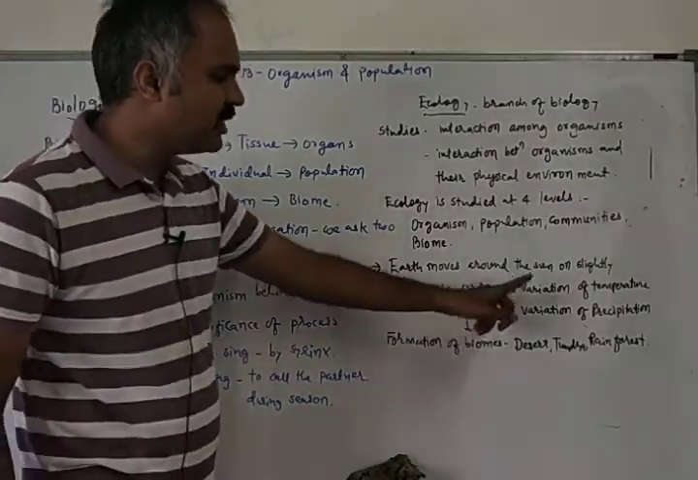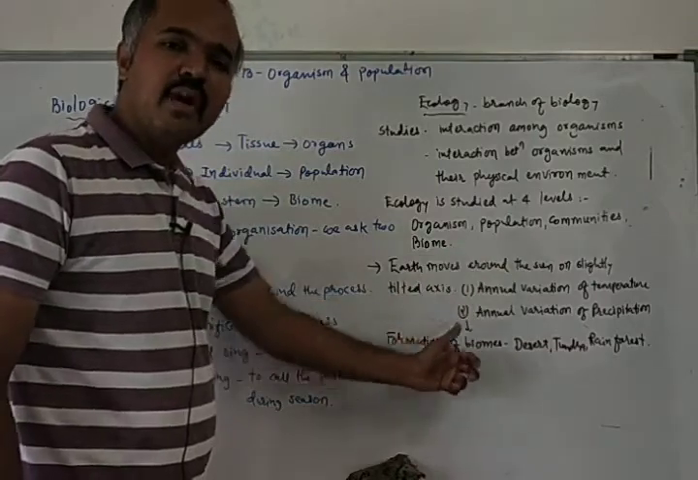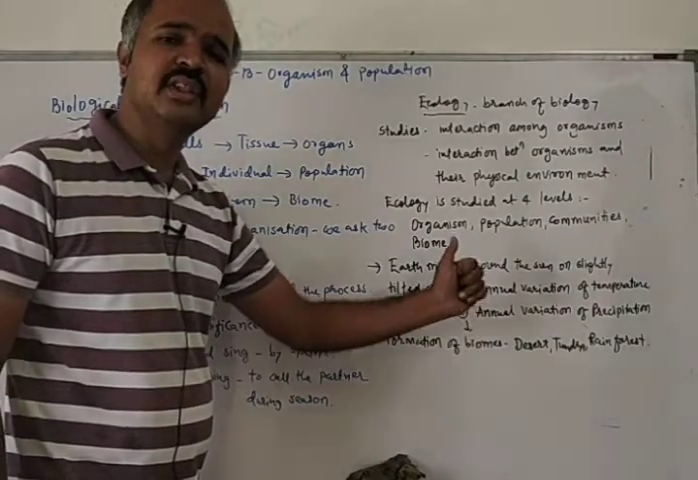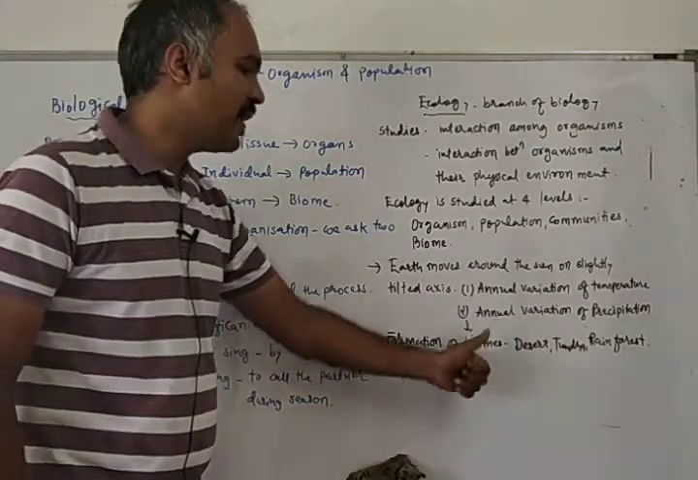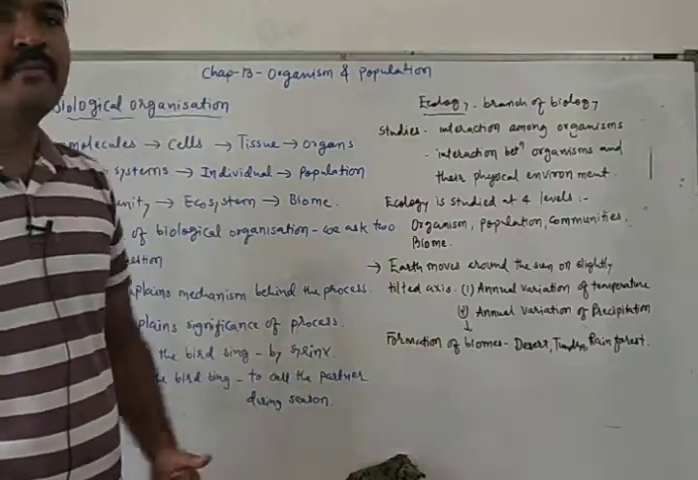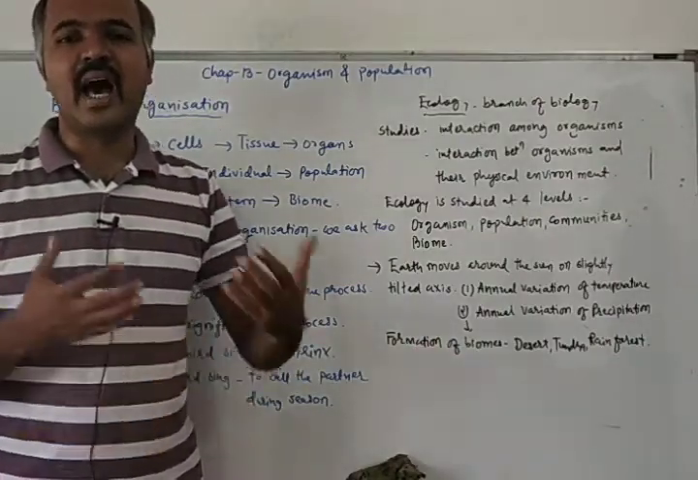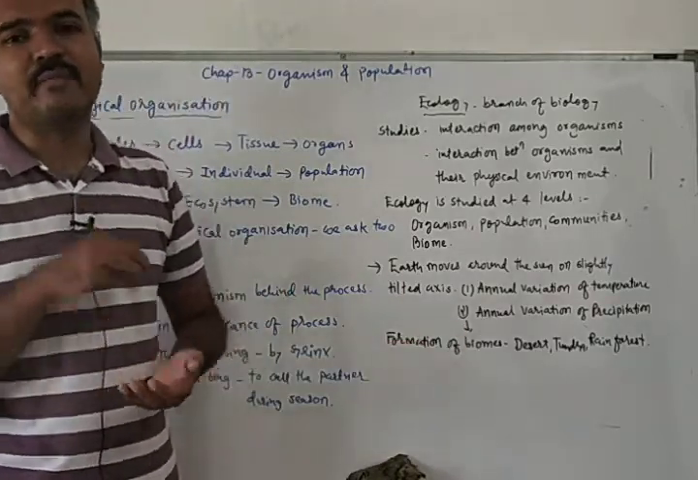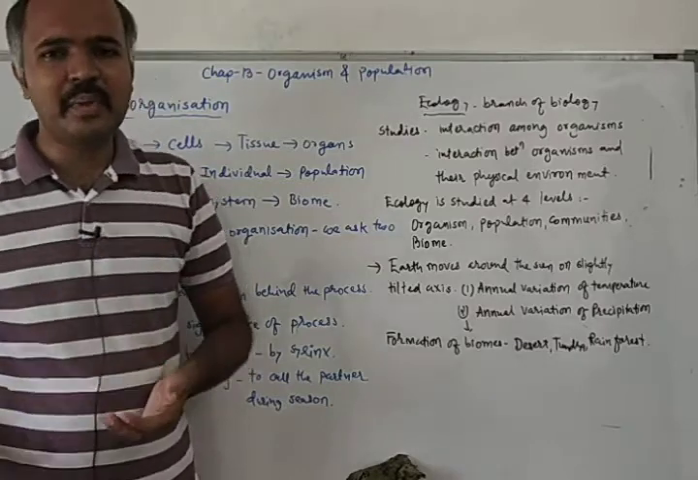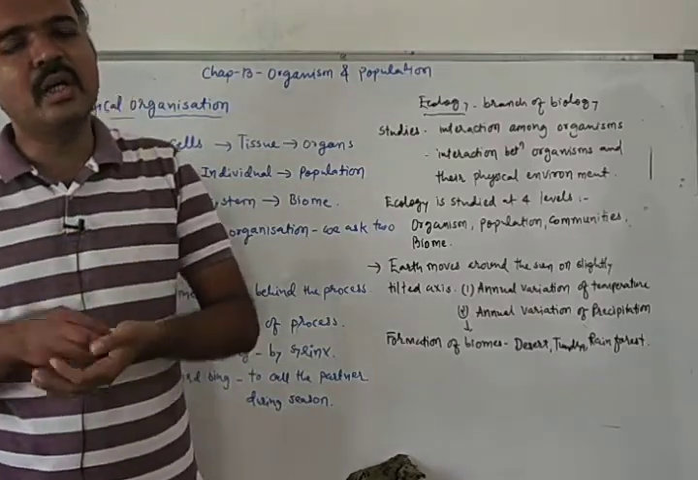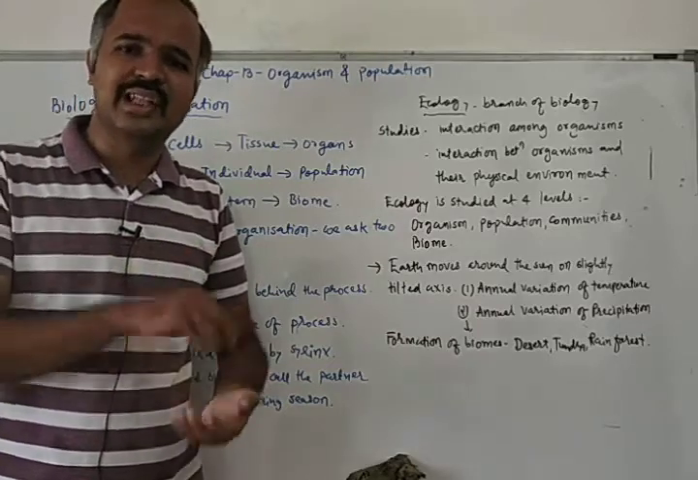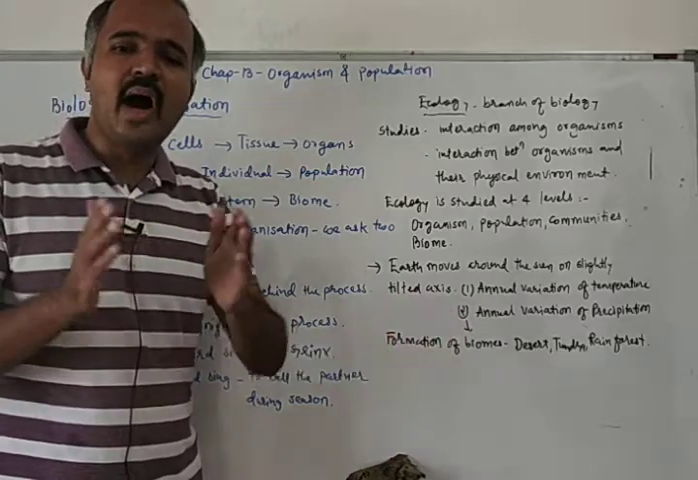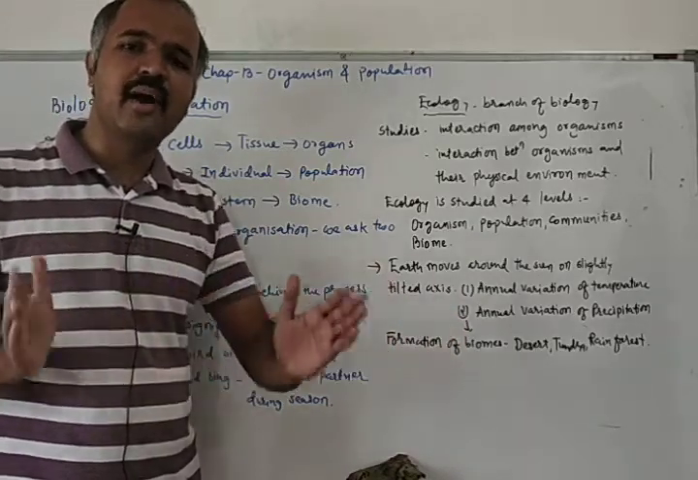And both these variations lead to formation of different biomes. For example, desert, tundra, and rainforest are examples of different biomes, and these biomes are produced because of annual variation of temperature and annual variation of precipitation, and these variations arise because of the movement of the earth around the sun on a slightly tilted axis. So I hope you are clear with how the biomes are formed.